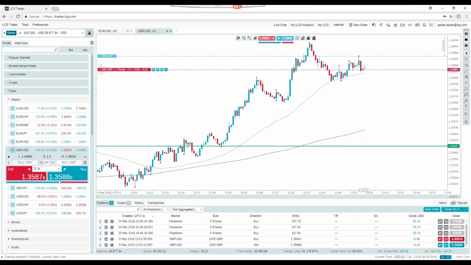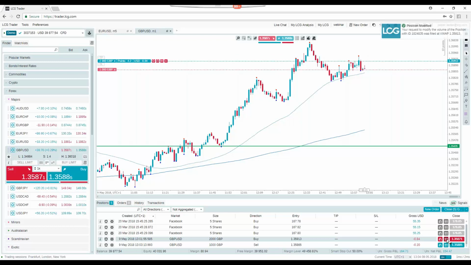Changing the size of position. Okay, let's do that. So at the moment, you can see that the size of the trade is 1,000 British pounds. Interesting little button here, double position. This is 2 hours pointing up. Click on that little bad boy. You can see that we're now buying £2,000 worth.